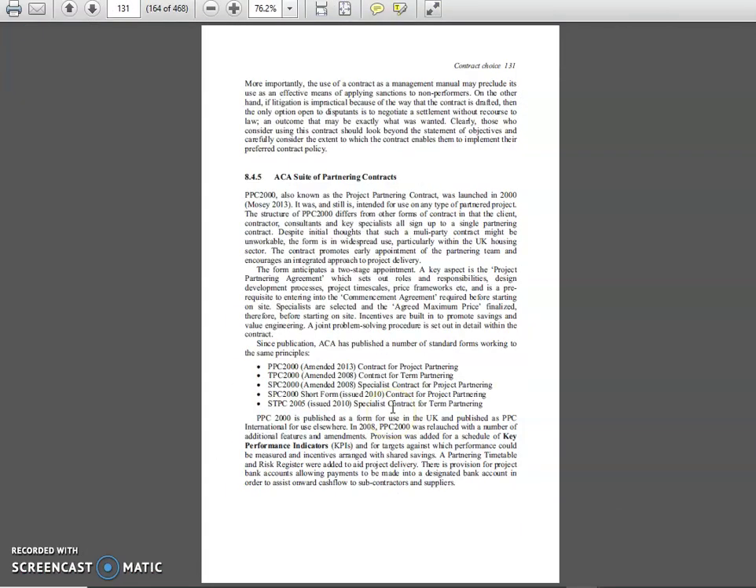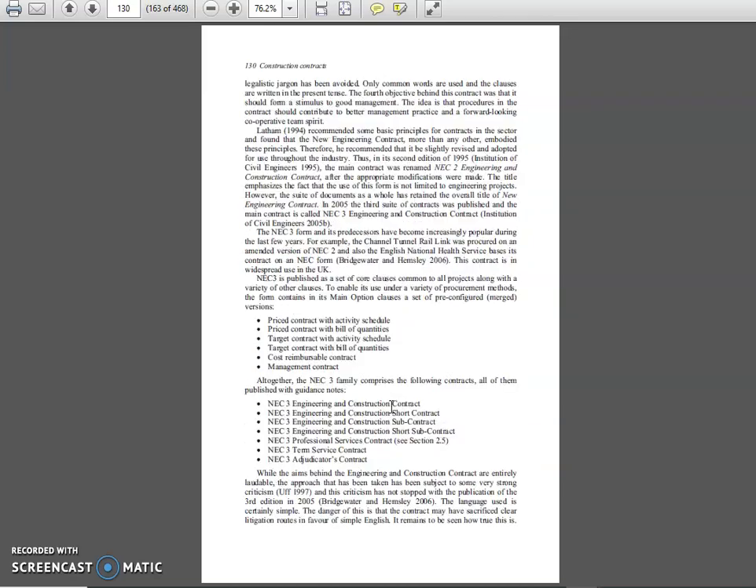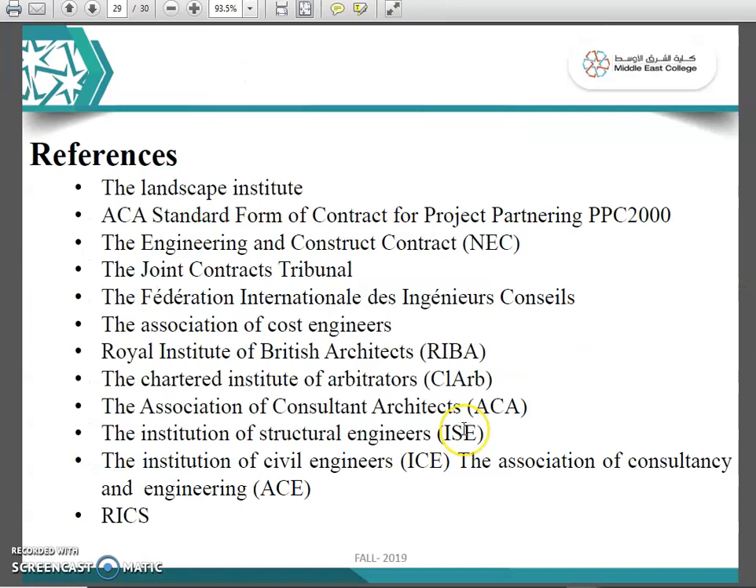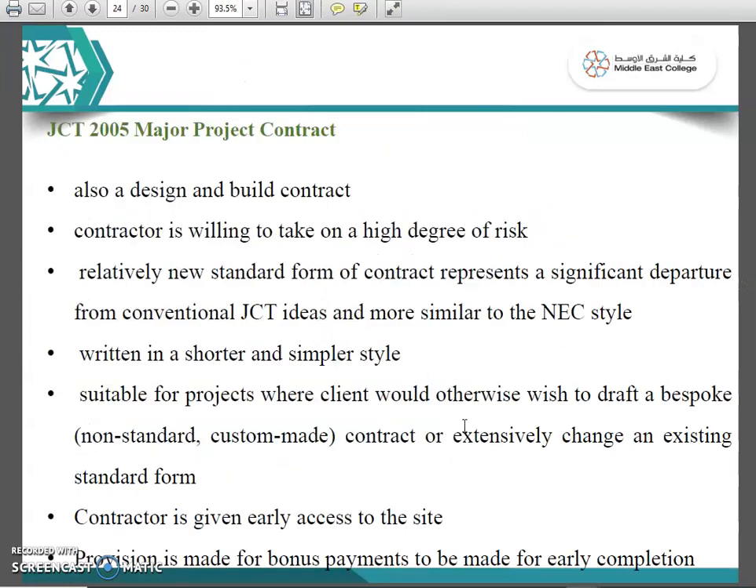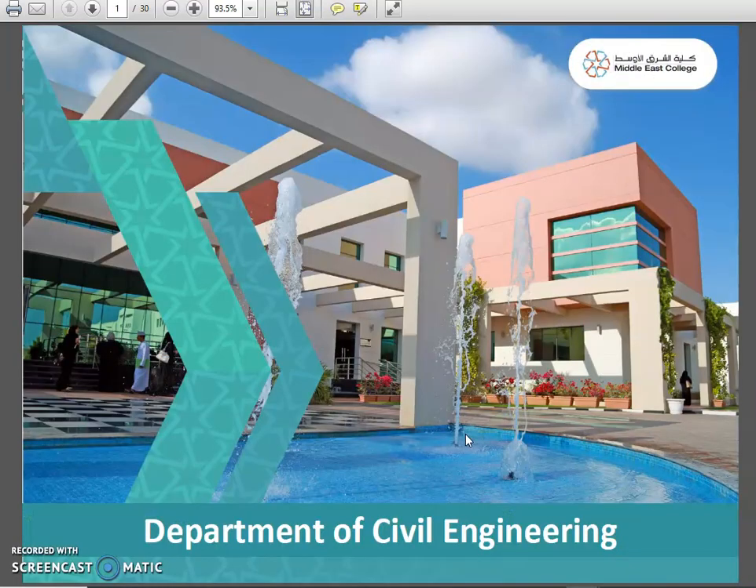So this textbook will also help you to understand more about the various types of standard forms of contracts, and this is how our class is going to be. We are going to discuss how these standard forms of contracts are helpful in the selection of the contract and the standard form of contract. Thank you.